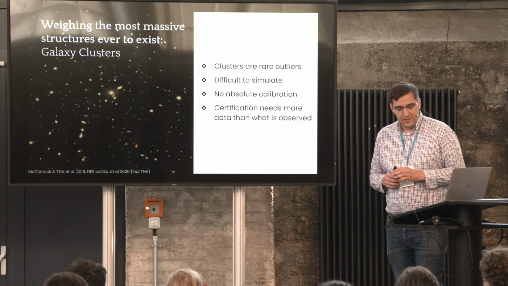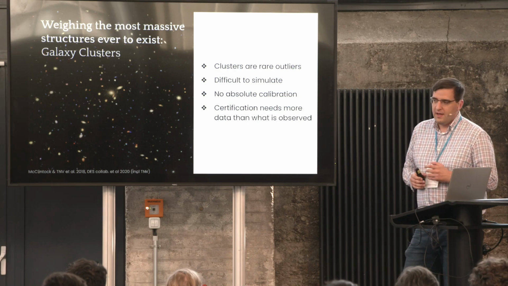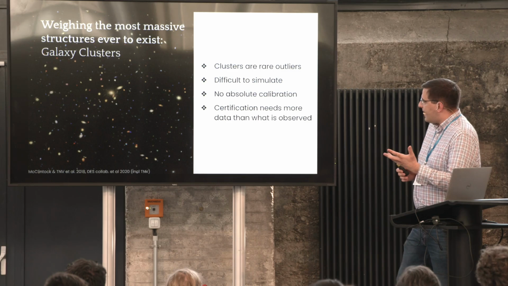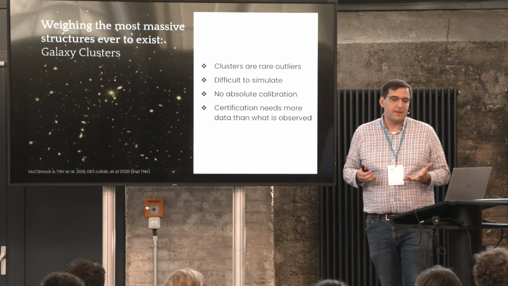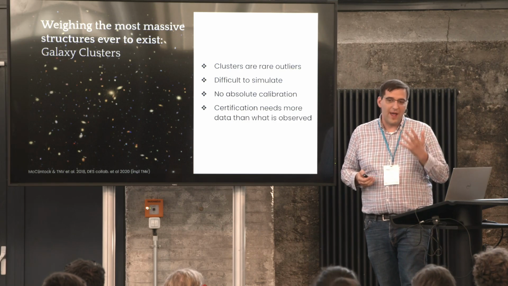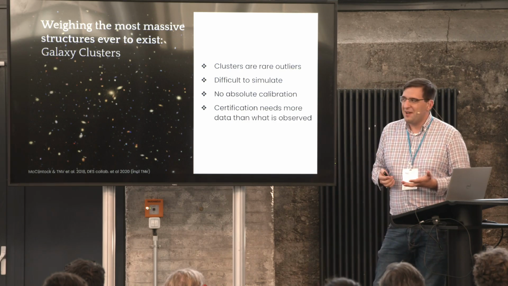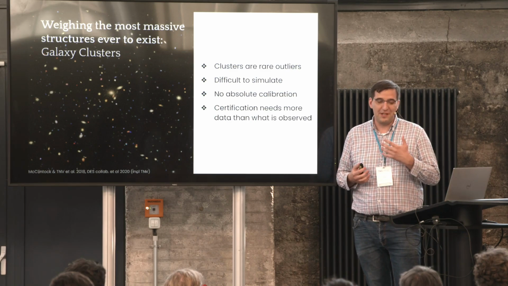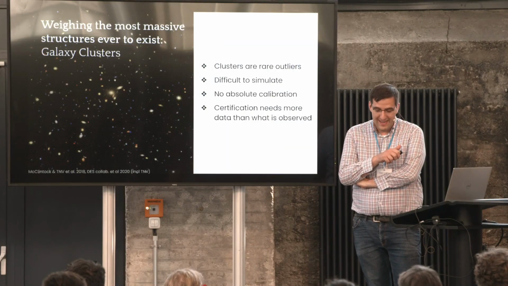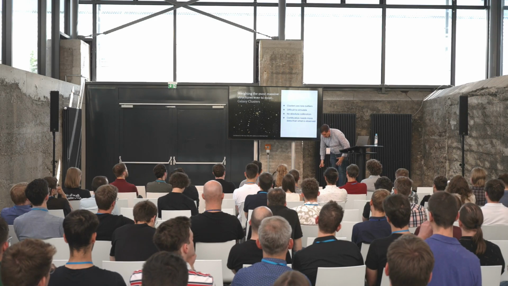So from a statistical point of view, our task is basically to produce measurements of really rare objects. And part of the difficulty with that is we actually don't have too much data. And the data is usually very, very difficult to get. And normally, oh my god.